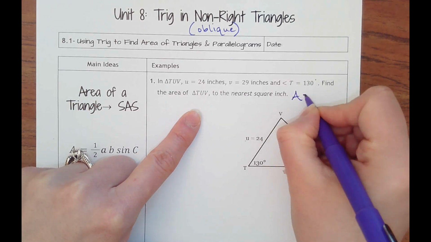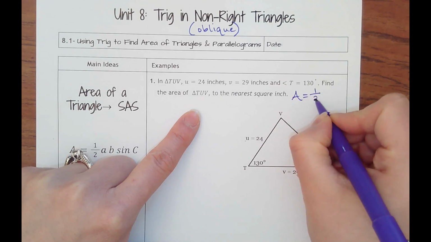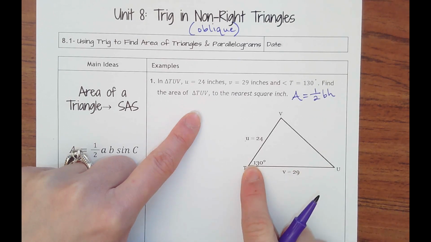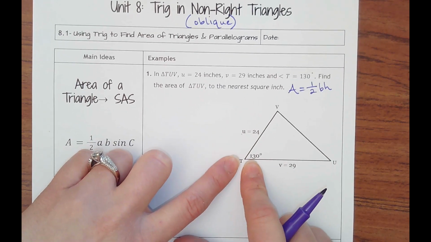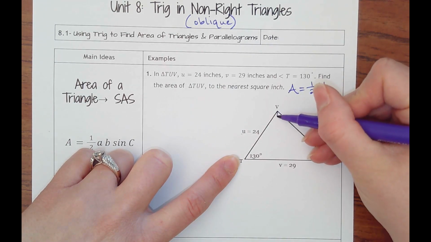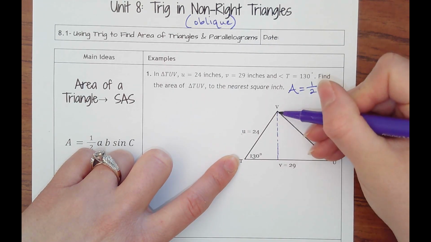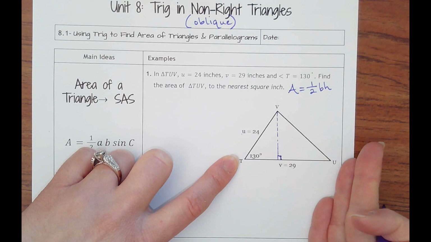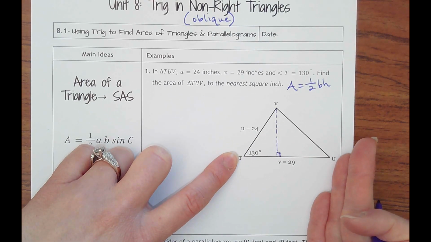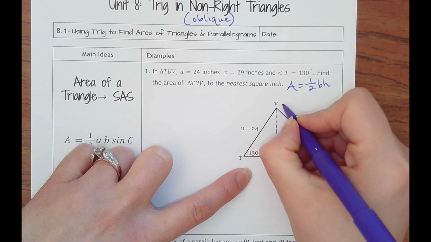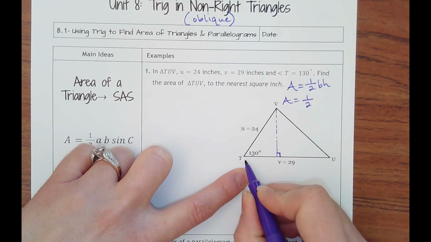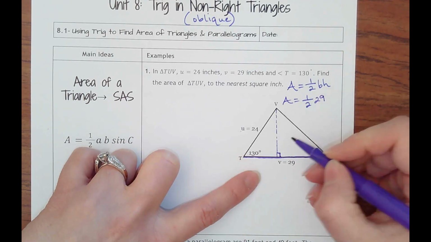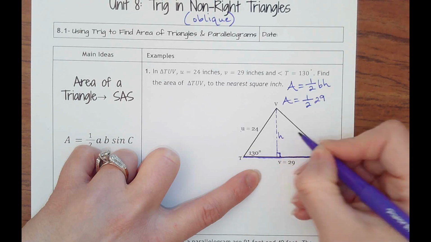So if you remember the formula for the area of a triangle, it's 1/2 times base times height. But I cannot call this 29 a base and this 24 a height. The height has to make a right angle. So if I were to drop down, it's called an altitude of a triangle. If I drop that down, this would make a 90. And so I've split this into two right triangles. So if I wanted to find the area, I would really be doing 1/2 times the base, which I would call 29, but I don't know what the height is, so I'll just call it H.